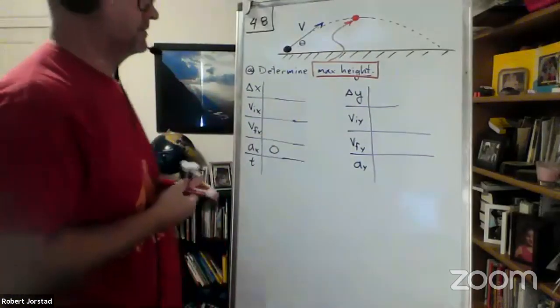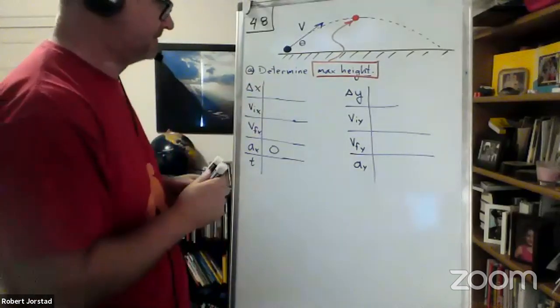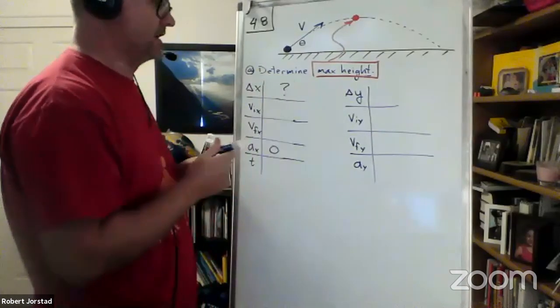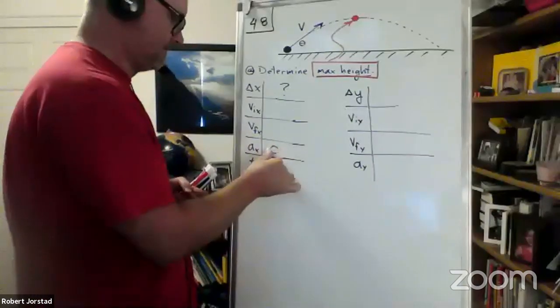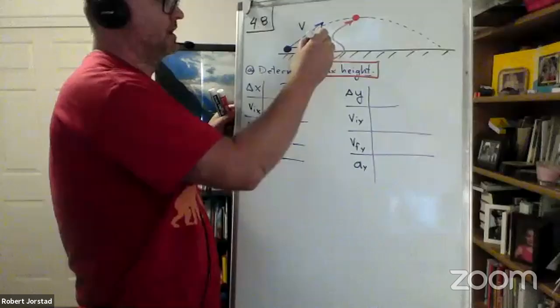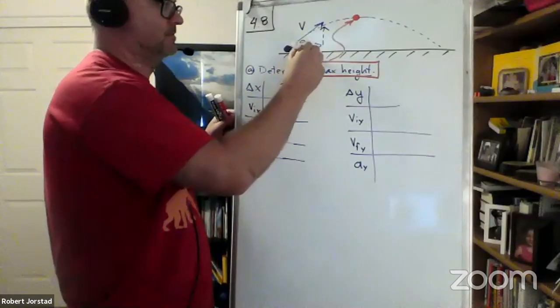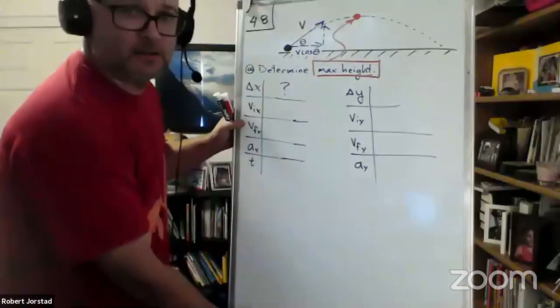All right. So let's go through this. Do I know delta X? I don't think so. V initial X. Do we know that? It would be V cosine theta. V cosine, right? So notice if I'm on this side right here, wouldn't that be V cosine theta because it's adjacent? I don't know if you can see that very well.